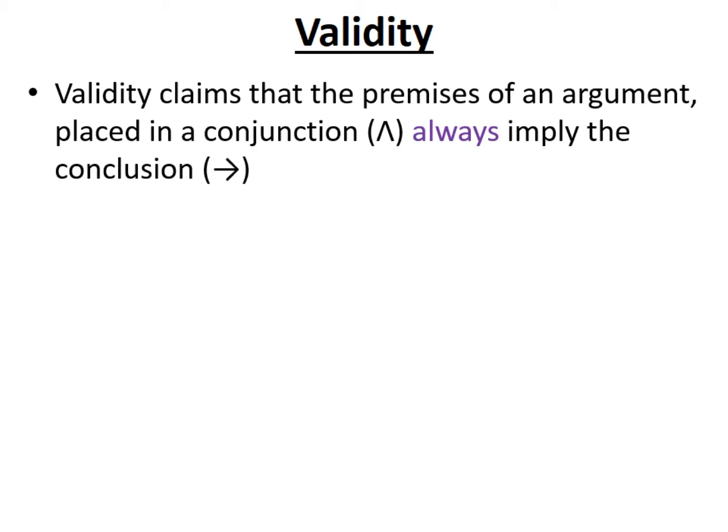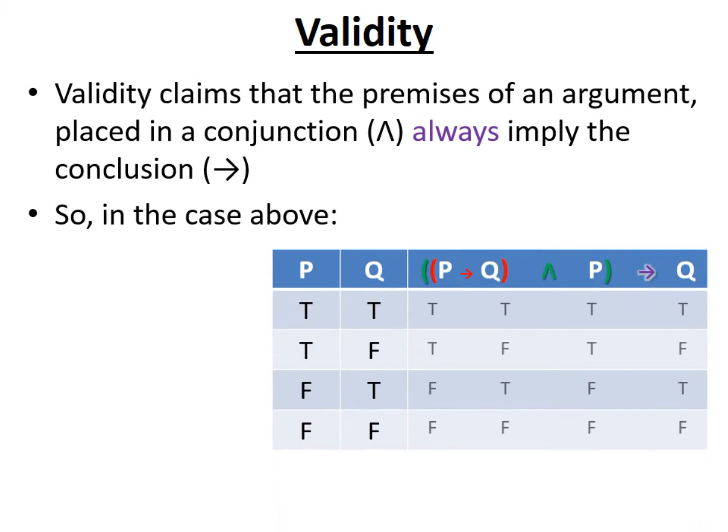So what we're now interested in is the concept of validity. Validity is what typically makes a good line of logical reasoning, and that's because validity claims that the premises of an argument in conjunction, as we just saw, always imply the conclusion. And by imply, we mean a conditional. So in the case above, we would put it in a truth table like this. It has four rows. And first we do the conditional of P and Q. That is premise one. And that just gives us a regular conditional output: true, false, true, true. Then we put that in conjunction with P. So that gives us true, false, false, false. If we quickly run down that.